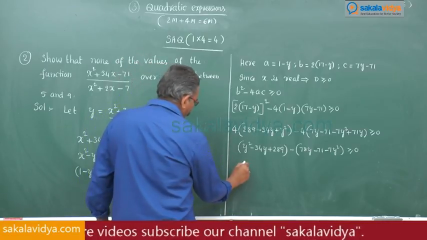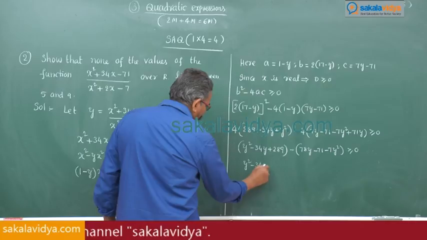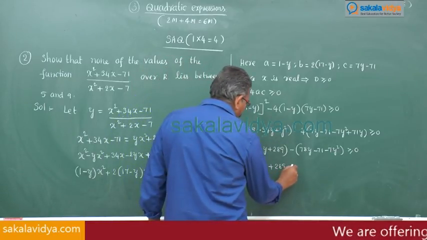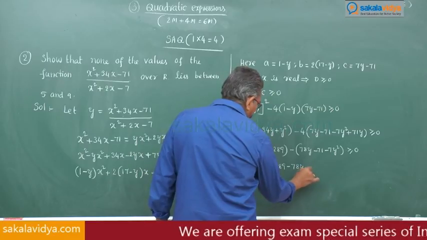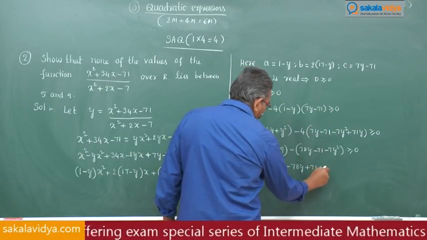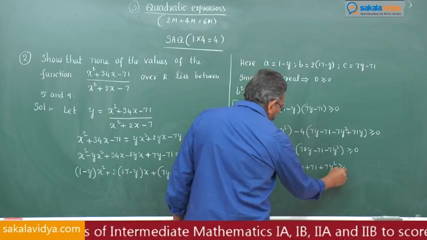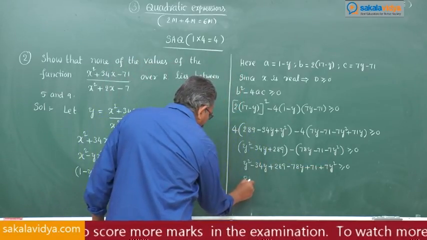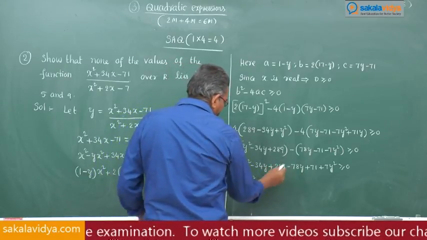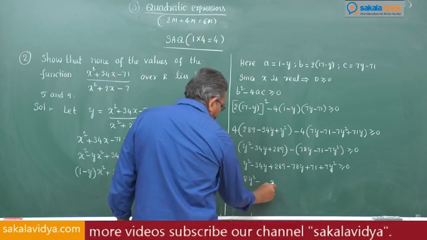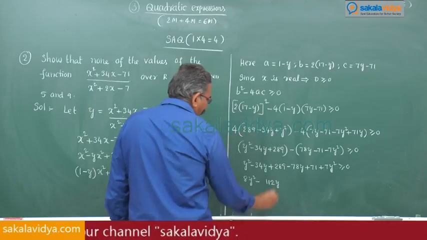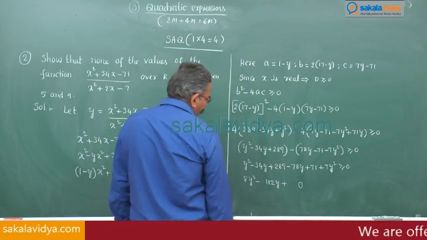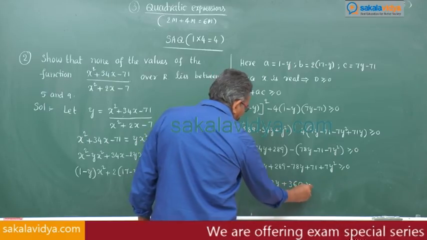Simplify. This is y square minus 34y plus 289 minus 78y, minus into minus plus 71, this is plus 7y square, greater than or equal to 0. Now, 7y square plus y square, 8y square, minus 34y minus 78y is minus 112y, and adding 289 and 71 gives plus 360, greater than or equal to 0.